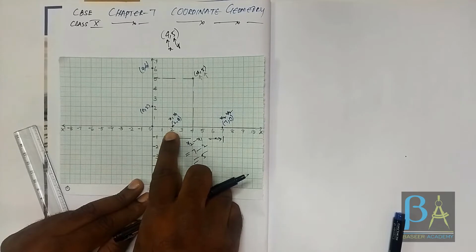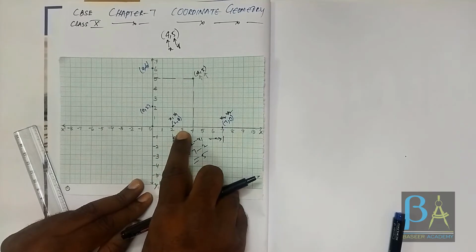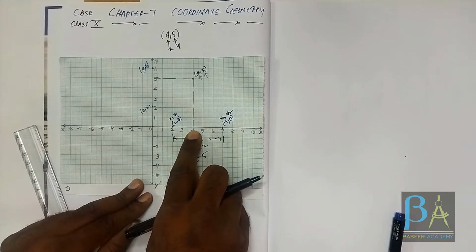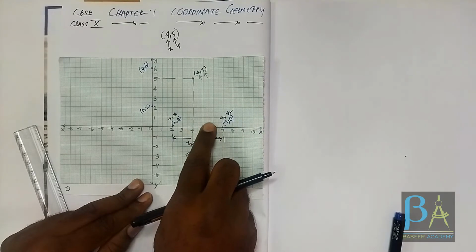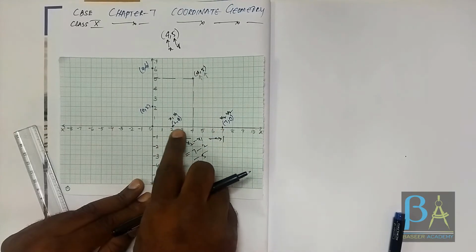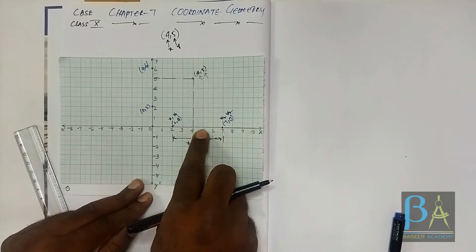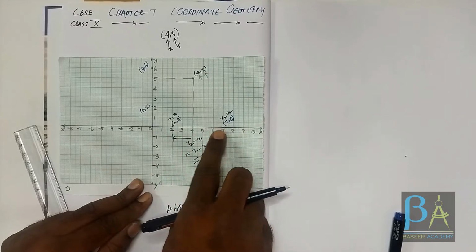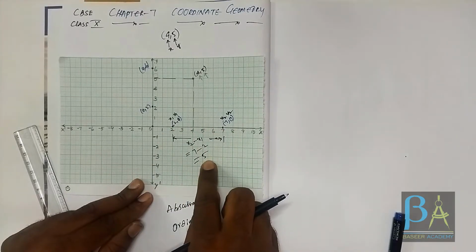Let's check it for ourselves. From here to here 1, and then from here to here 1 more, which means we got 2 now. From here to here 1 more, so 3. From here to here 1 more, so 4. From here to here 1 more, so 5. 1, 2, 3, 4, 5. The distance between these 2 points is 5 units.